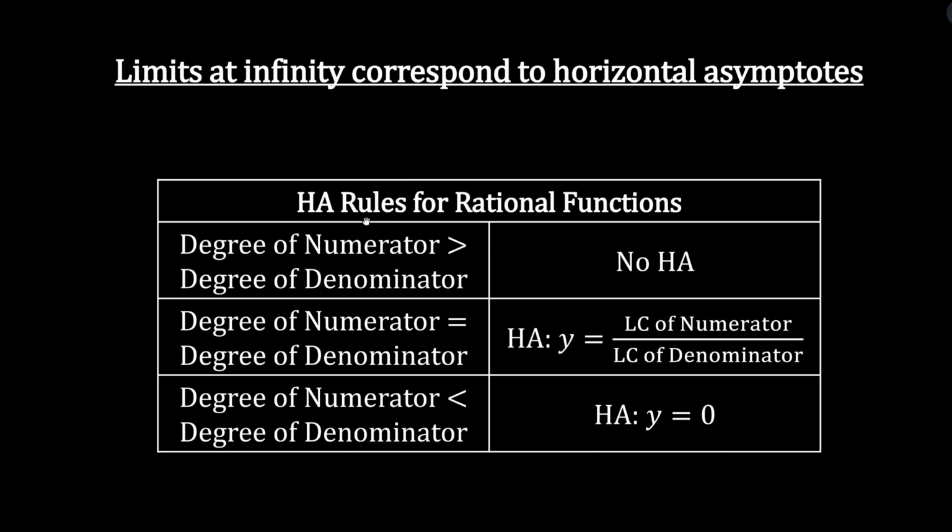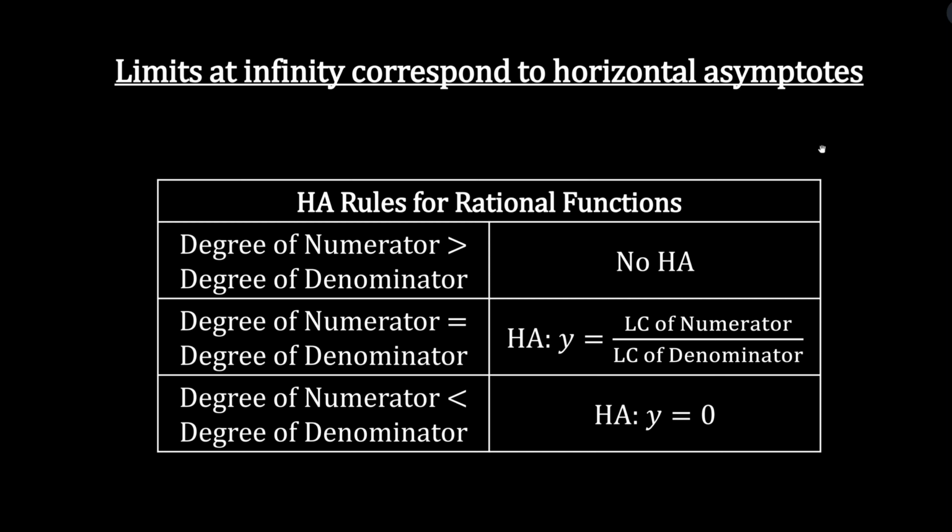So if the degree of the numerator is bigger than the degree of the denominator, then the function has no horizontal asymptote. If they are equal, then it does have a horizontal asymptote, and it's the line y equals the ratio of the leading coefficients. And if the degree of the numerator is less than the degree of the denominator, then there is also a horizontal asymptote in this case, and it's the line y equals 0.